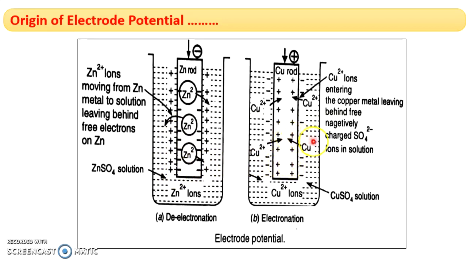The copper electrode, when dipped in copper sulfate solution, undergoes reduction. It develops a positive charge and attracts negatively charged ions from the electrolyte. So a layer of negative charges is formed around the copper electrode. It is called the Helmholtz electrical double layer. In the first case, the process is de-electronation, loss of electrons, that is oxidation. In the second case, electronation, addition of electrons, that is reduction.